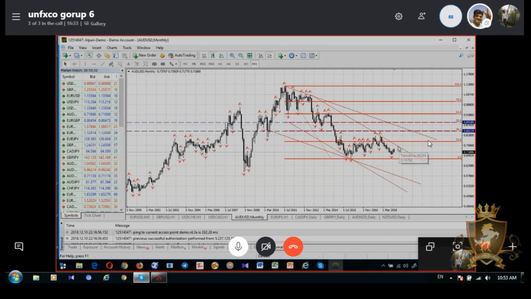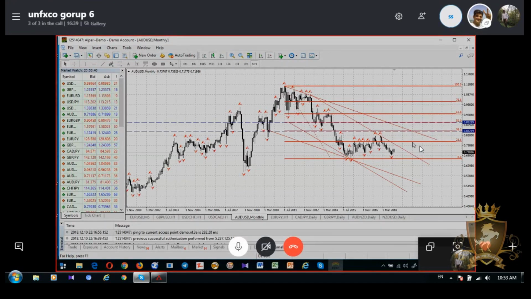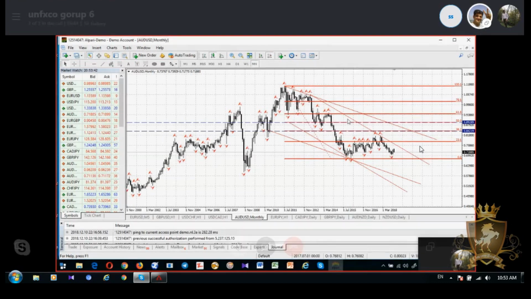No, it would be on the upper one. This one. So your main trend line, or general trend line, would be this. This is the middle one.